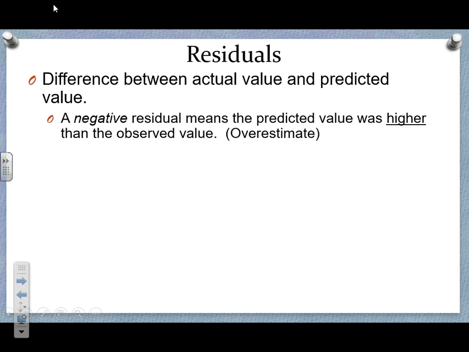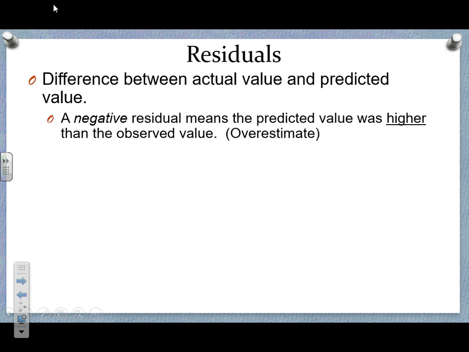A couple things about residuals. The sign of a residual will tell us whether we over or underestimated our actual value. So a negative residual means that the predicted value was higher than the observed. That means we overestimated the actual value. So when you see a negative residual, it meant that we overestimated our actual value.